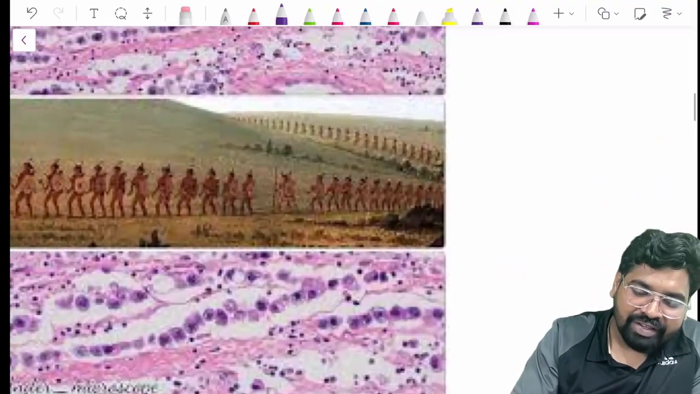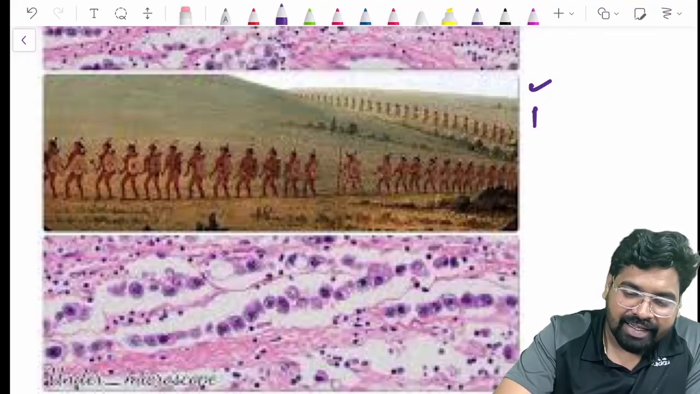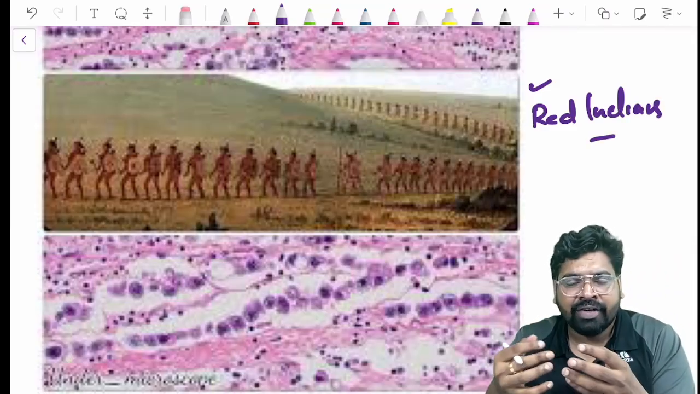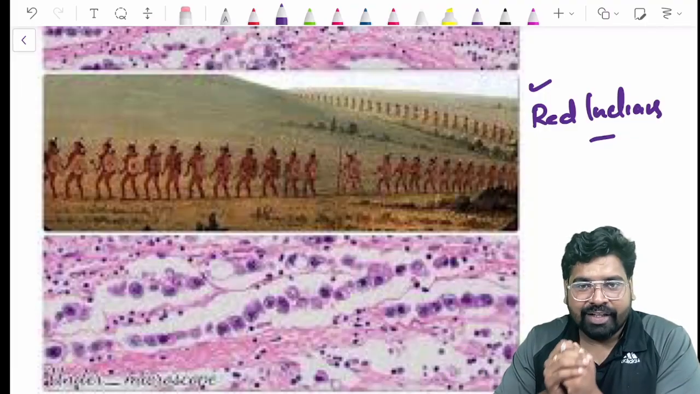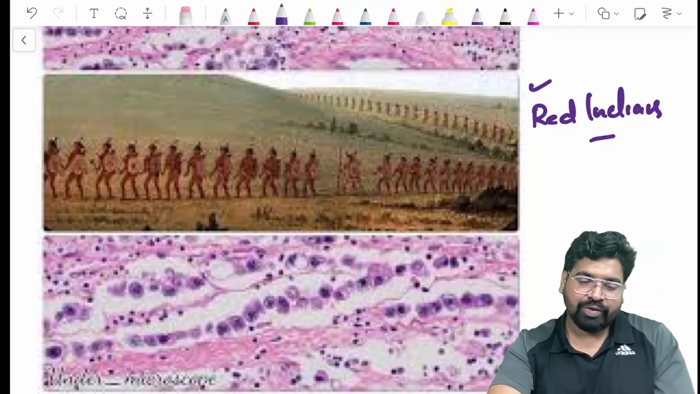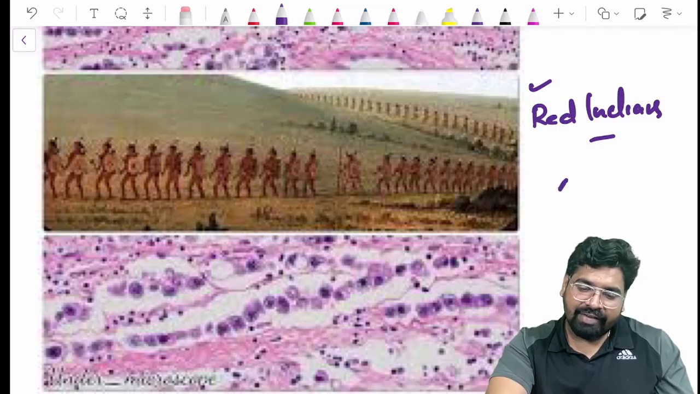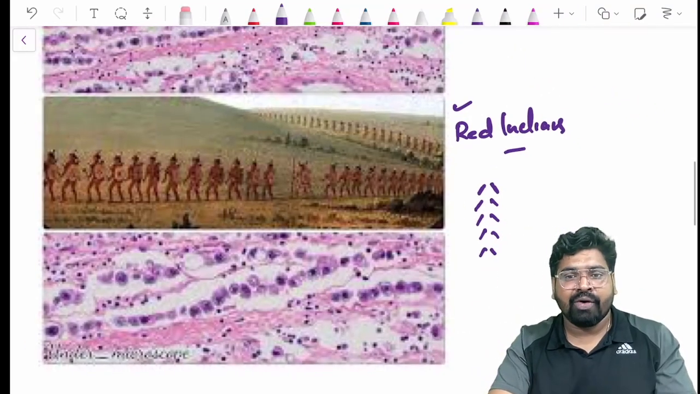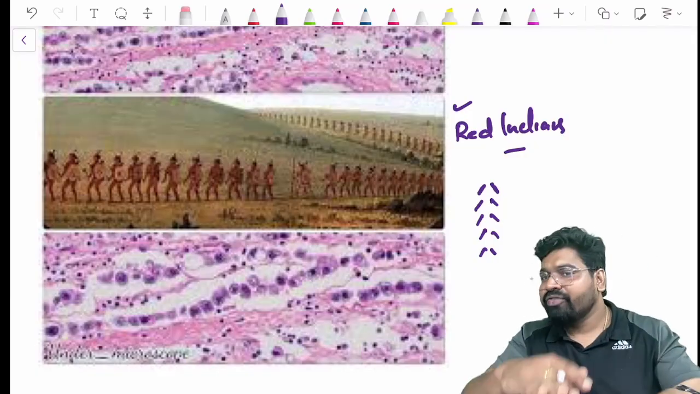Now, have you seen the red Indians? Can you see this picture here? They are red Indians, right? Now, there was the manner of these red Indians, that when they move from one place to another, they will move in a single line. The leader will go in the front, and all the other soldiers will come in a single line. The leader will keep a footstep like this, and all the people who come behind will keep their foot in the footstep of the leader.